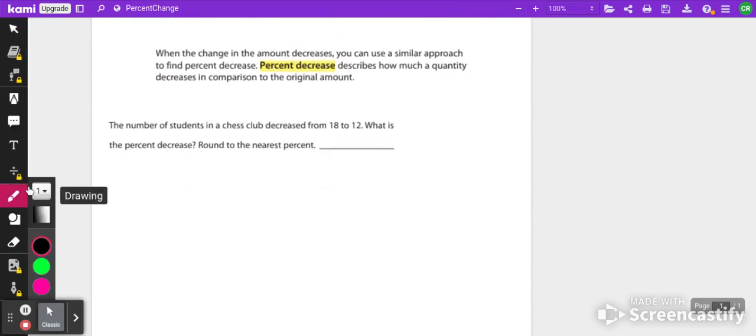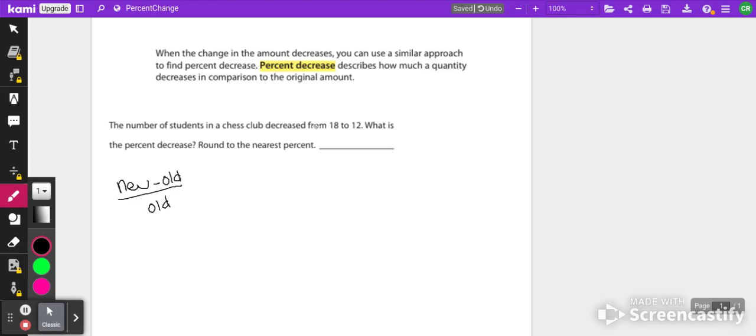It says, when the change in the amount decreases, you can use a similar approach to find the percent decrease. Percent decrease describes how much a quantity decreases in comparison to the original amount. So this problem says the number of students in a chess club decreased from 18 to 12. What is the percent decrease? Round to the nearest percent. So again, I like to use new minus old over old.